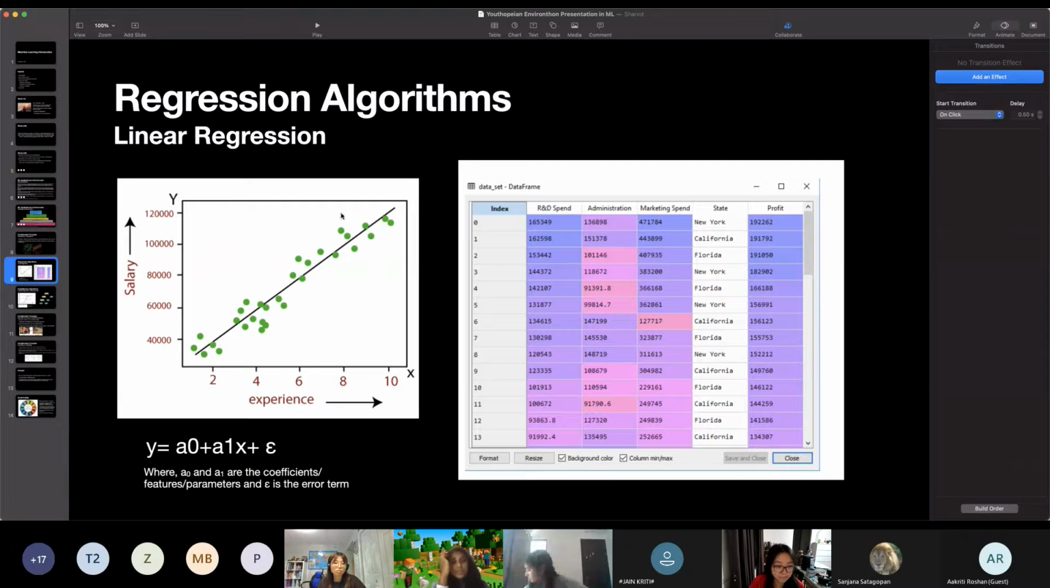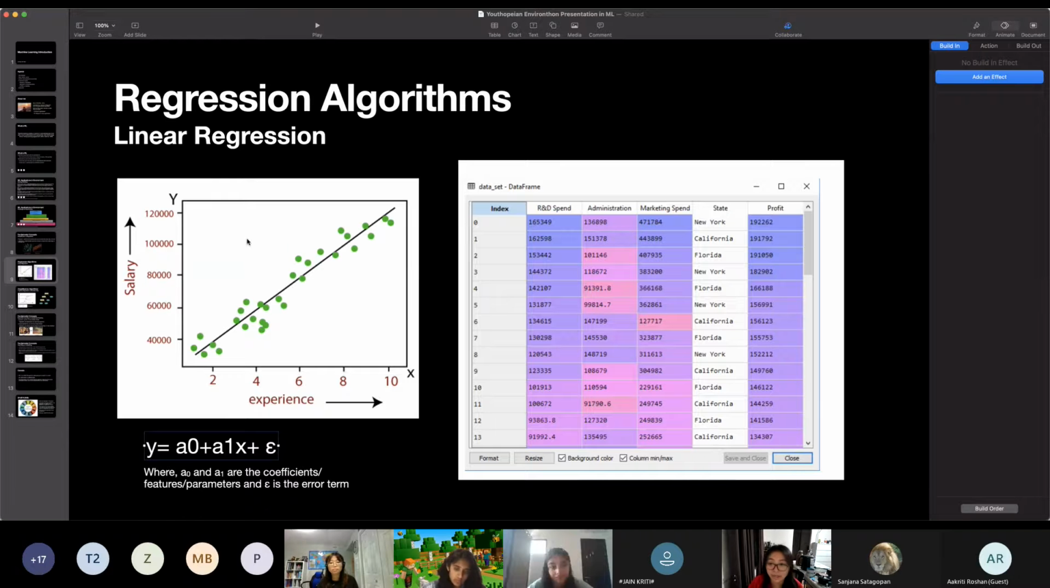And for the regression algorithms, the most common one is linear regression. We can have a simple linear regression just like this one, where X could be, for example, the years of experience, and Y could be the salary, and this is the relationship between them. You can use the simple equation where A0 and A1 are the coefficients, and there's also an error term. So it's just like algebra that we learned before.